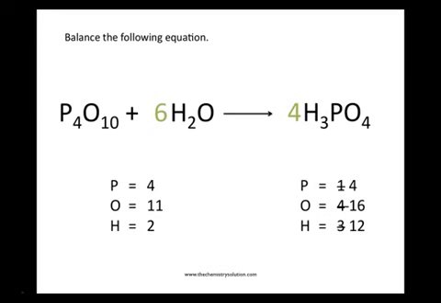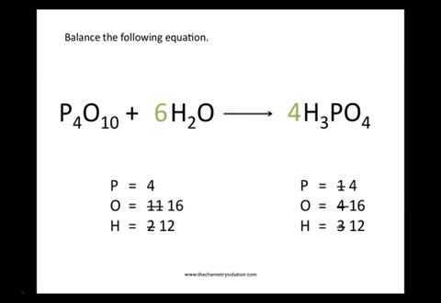But again, because I put a coefficient in front of the entire molecule, I've not only changed the number of hydrogens on the reactant side, but I've also changed the number of oxygens. I now have my original 10 oxygens from the compound P4O10, but I have an additional 6 oxygens because I have 6 H2O molecules, which gives me a total of 16. Now you can see in this case, balancing our hydrogen automatically balanced the number of oxygen atoms on the reactants and product side.